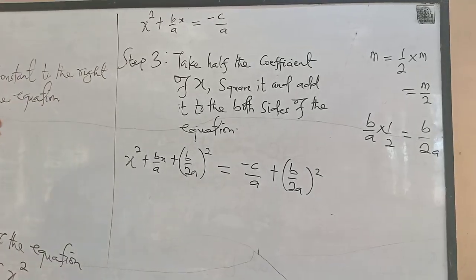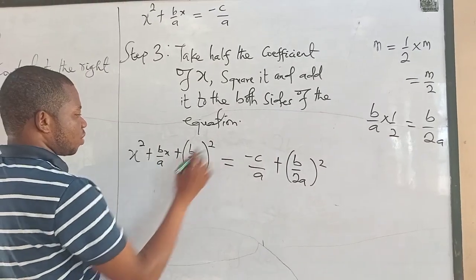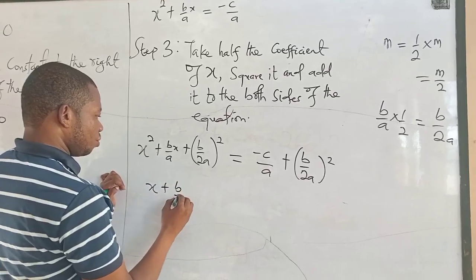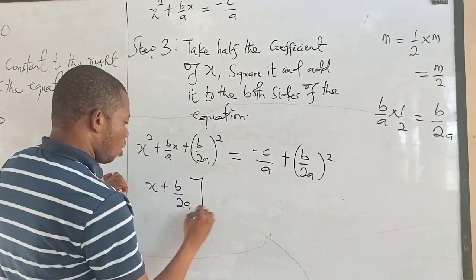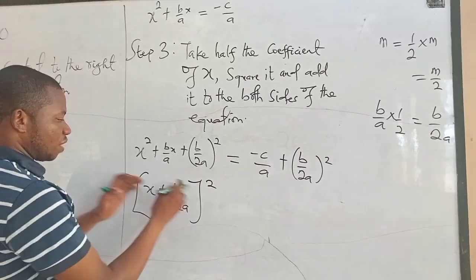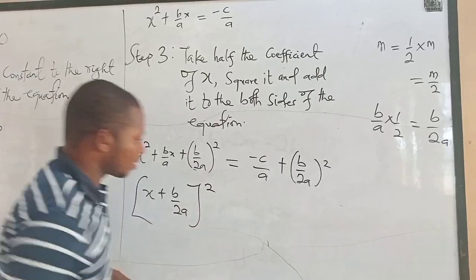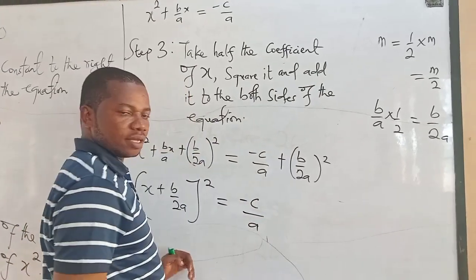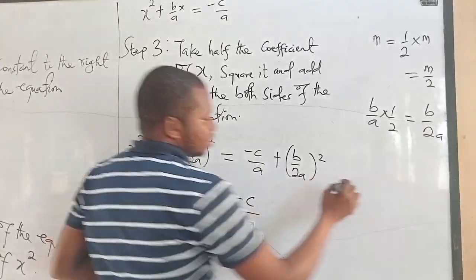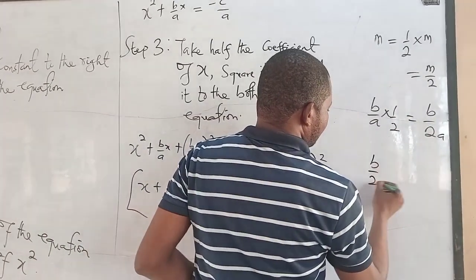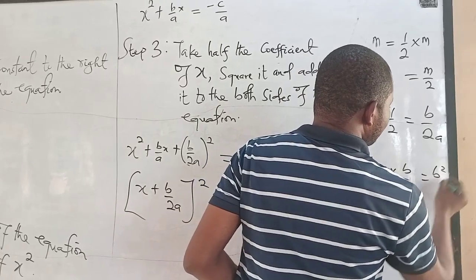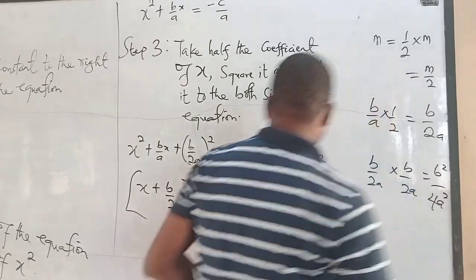By virtue of this being a perfect square, this gives me x plus b over 2a all squared. If you expand this, you're going to get this back. So it's equal to minus c over a, plus the square of b over 2a. When we say square of this, it means b over 2a multiplied by b over 2a, which gives me b squared over 4a squared.